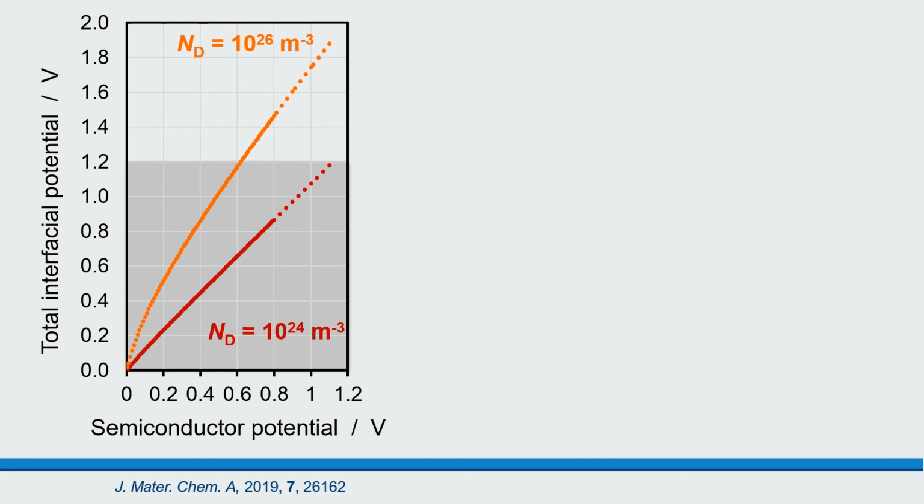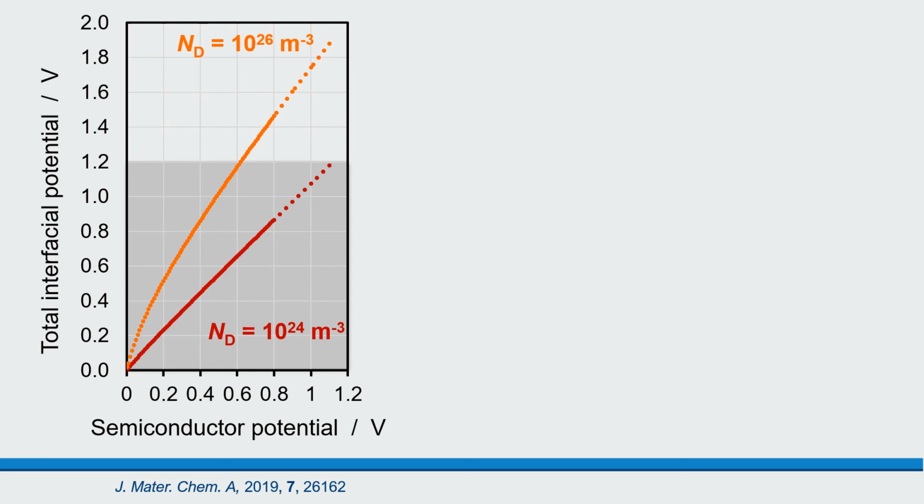However, when we have a very highly doped semiconductor, so approaching degeneracy in this case, so 10^26 per meter cubed, we can see that in order to achieve a band bending of 1 volt, we need to apply a total potential across the interface of almost 1.8 volts, so a very significant difference.